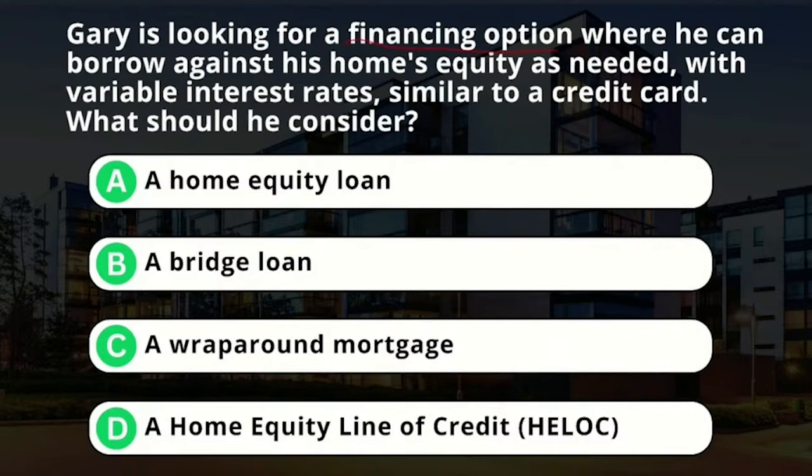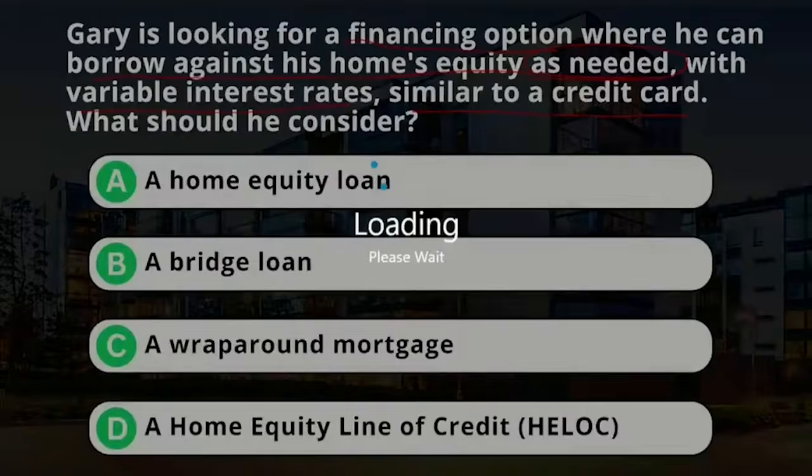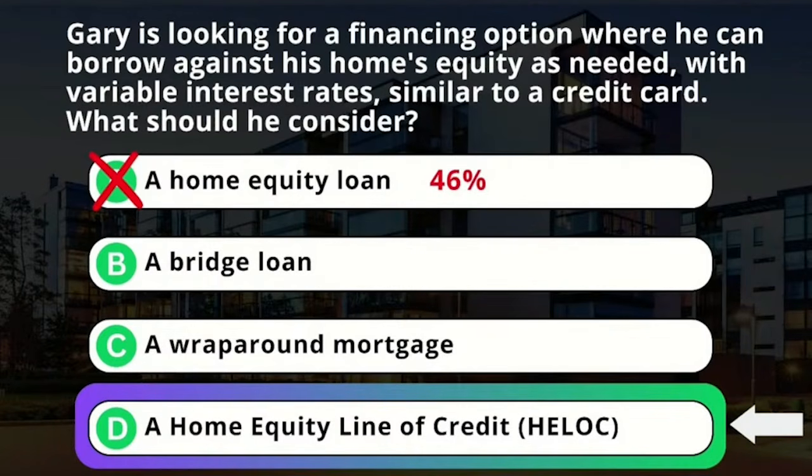They're looking for a financing option where they can borrow against the home's equity as needed with variable interest rates similar to a credit card. And the answer is letter D. The number one wrong answer, if you look here, 46% of our community picked home equity loan. And the truth is, they kind of looked at it and they said, here's home equity. And "as needed" is something that I circled.